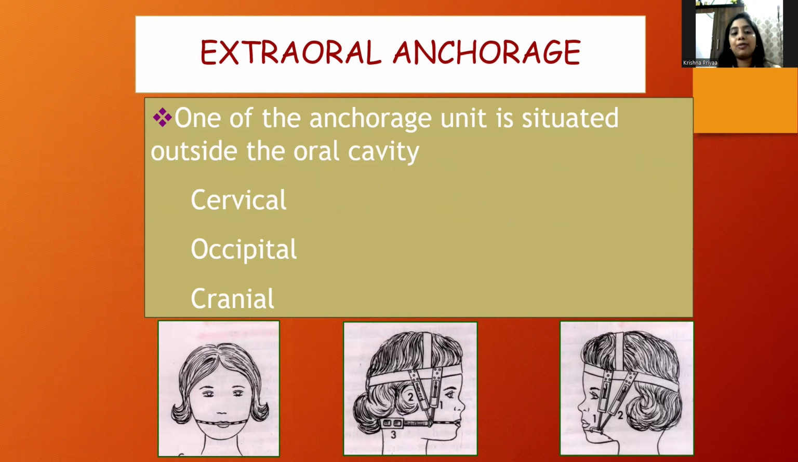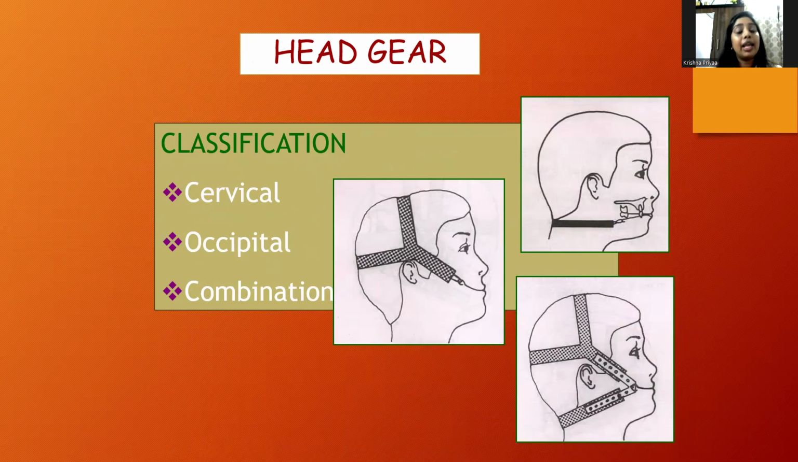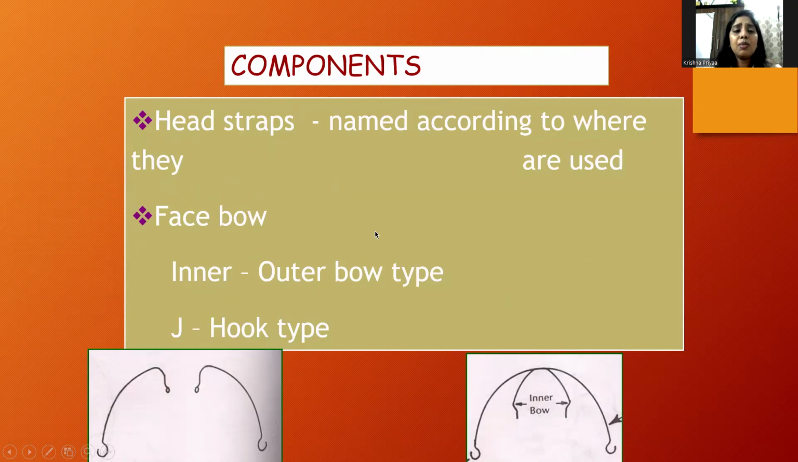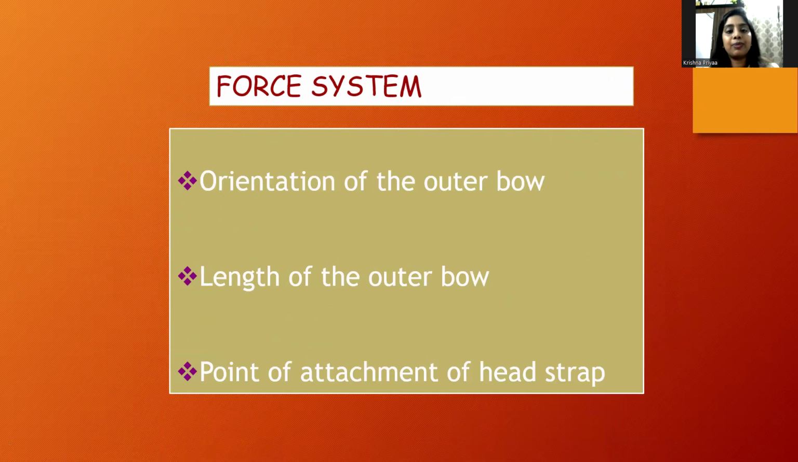Extraoral, we have something which is outside the oral cavity like cervical, occipital, and cranial. Headgear is a very good example. So the first one is a combination headgear. This is a combination headgear, and this is cervical, and this is occipital, right? And there are different components. There is a head strap in it, which is named according to where it is used. There is a face bar, which has an inner one and an outer one. This is the inner bar, which is actually inserted into the upper jaw where the hyrax is located. The outer bar will decide the direction of the force.